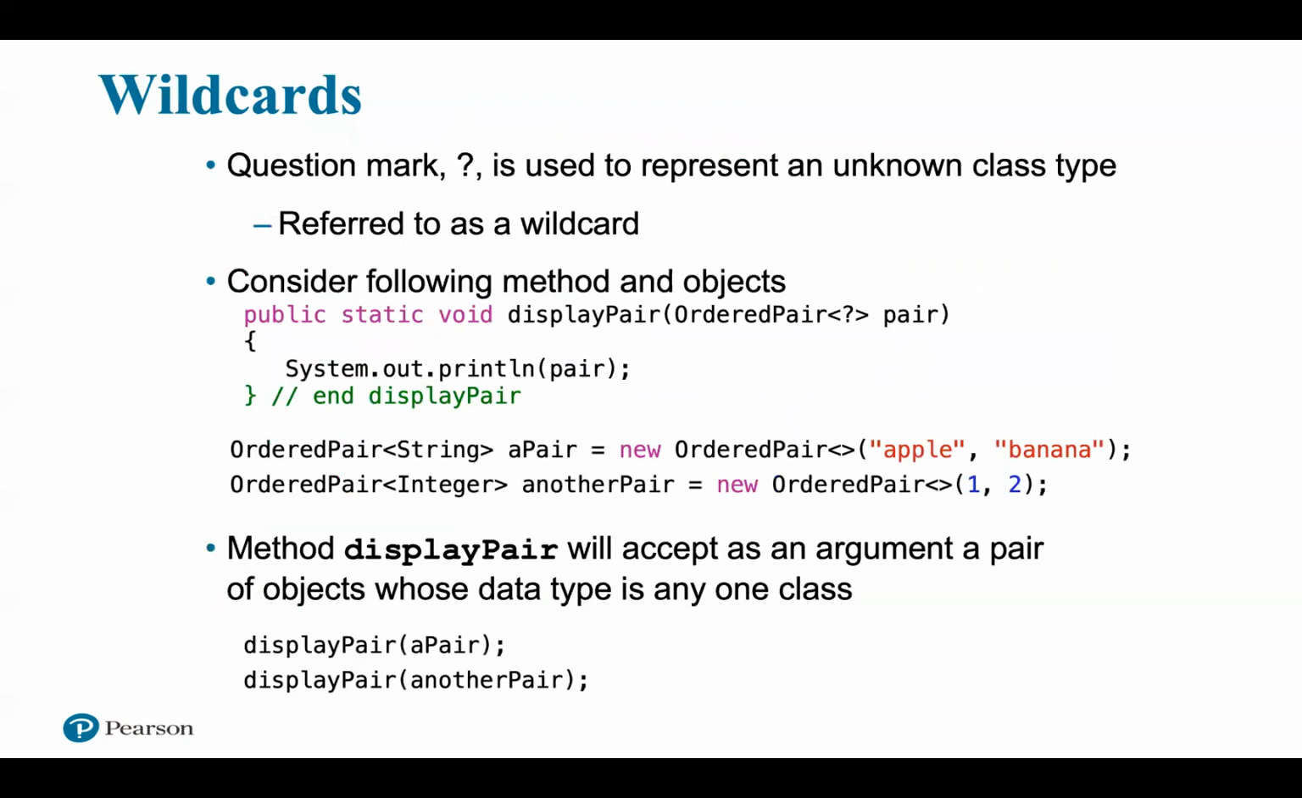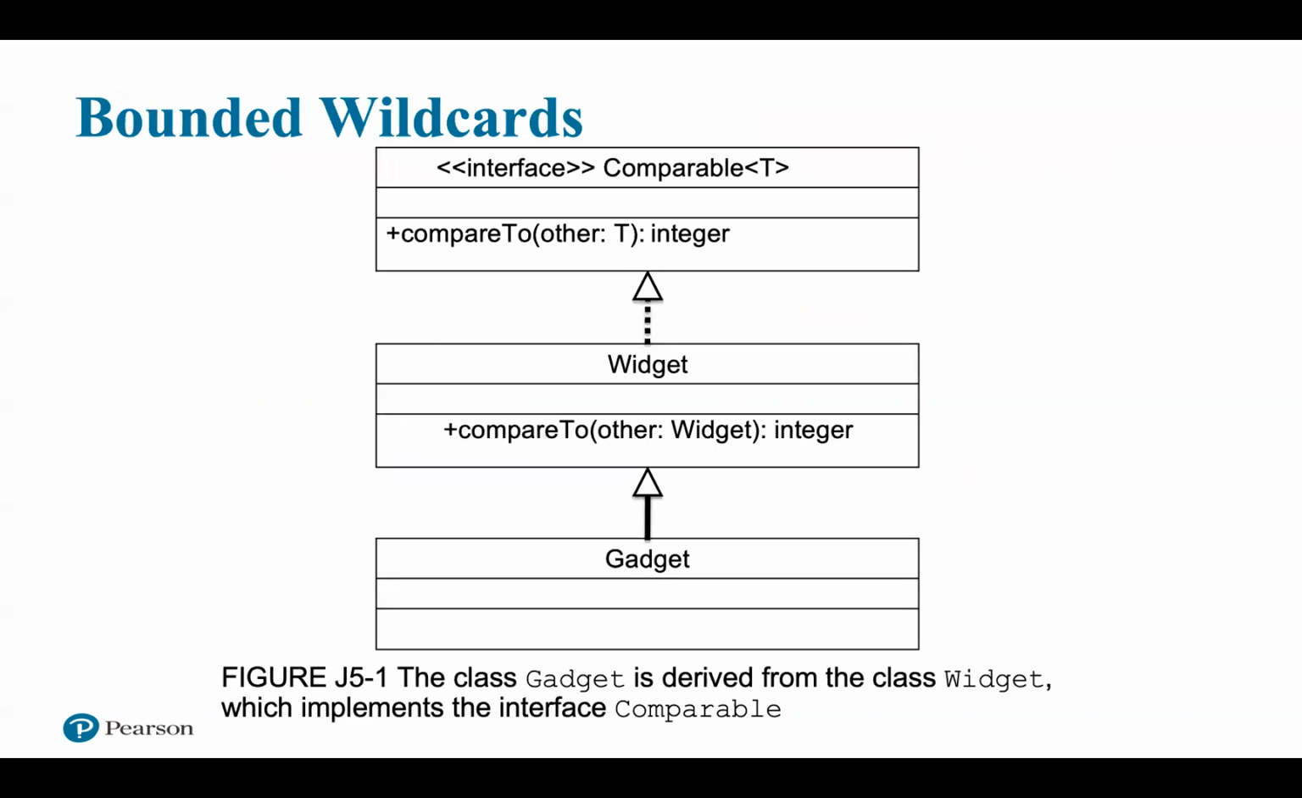What about wildcards? A question mark is used to represent an unknown class type and is referred to as a wildcard. To demonstrate its meaning, let's look at some statements in a client of the class OrderedPair, as given in Listing J1.2 of Java Interlude 1. We call this method with the statement Gadget smallGadget = MyClass.arrayMinimum(myArray).